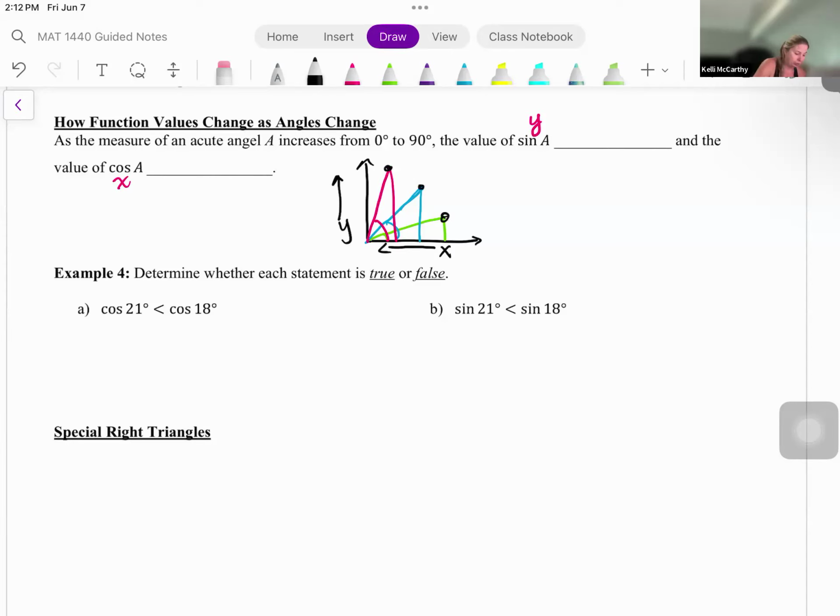So the sine, which corresponds to the y, is going to increase. And the value of cosine is going to decrease. Now, this is only true when we're looking in this first quadrant. We will observe some other relationships as we move into second, third, and fourth quadrants. But we're just making these generalizations within that first quadrant.